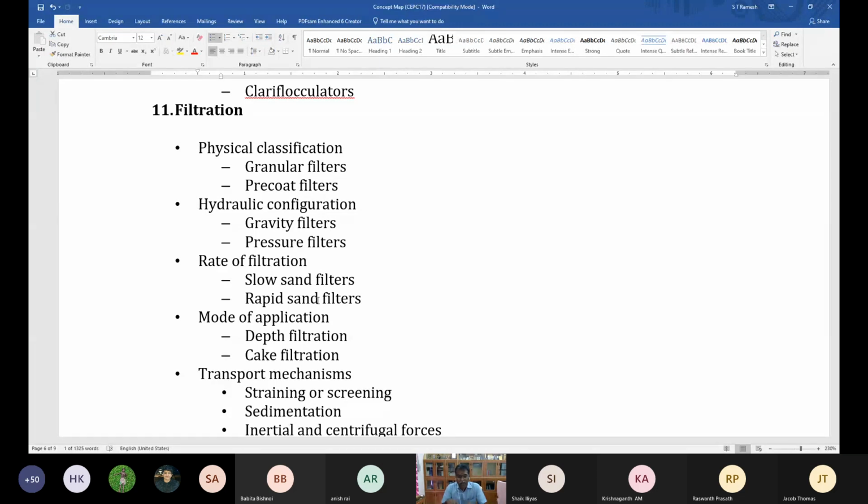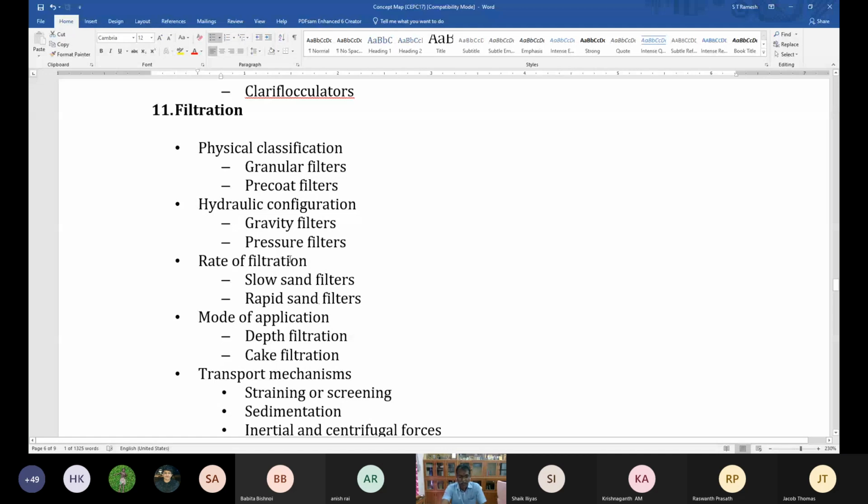Arrange layer by layer, then just allow the water to pass in, and because of the screening mechanism, the top layer of the sand will act as a micro strainer which will retain all the flocs, and after filtration there is a possibility of getting water which is free from these micro flocs.